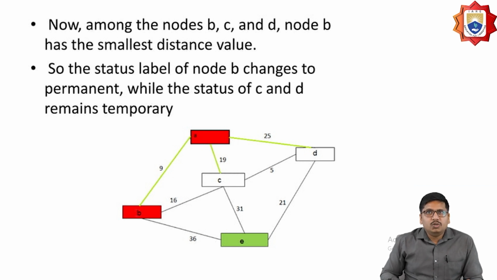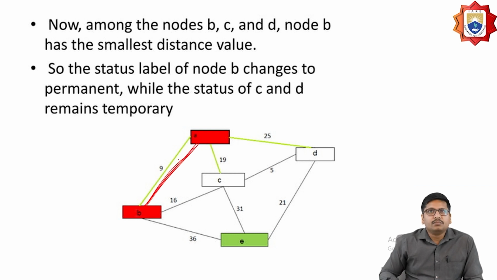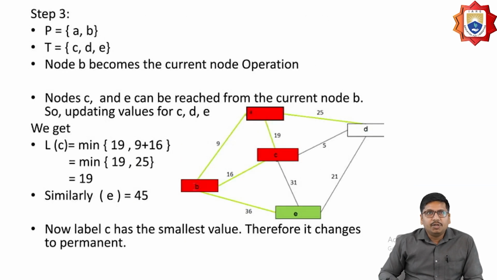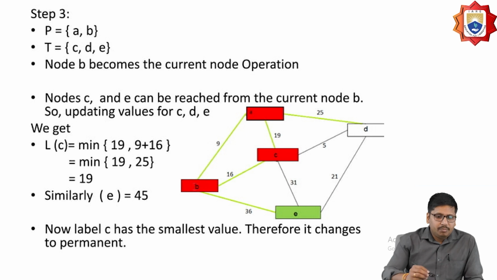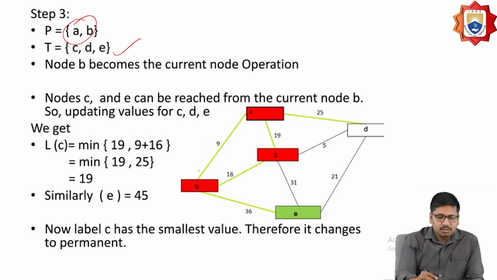So now among the nodes B, C, D, the node B has the shortest value. That's why I'm going to select it. In step 3, B is added to the current list. From B, I'm going to find the shortest path to C, D, and E. So let us consider L of C. From L of C, the minimum here is 19, which we already get.